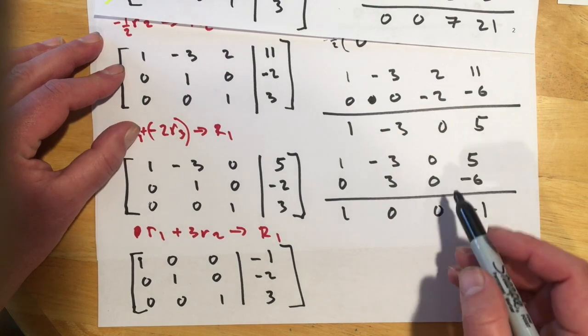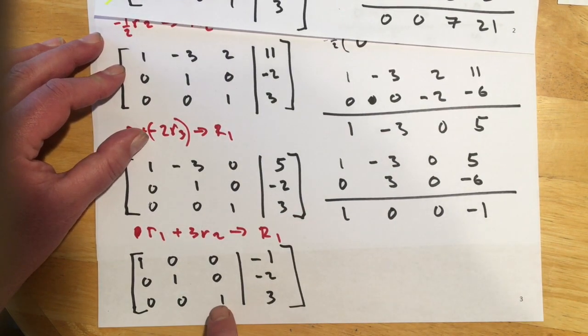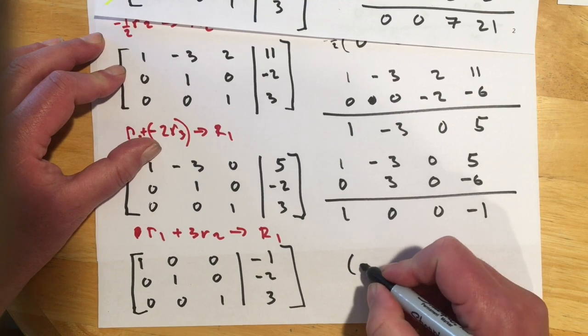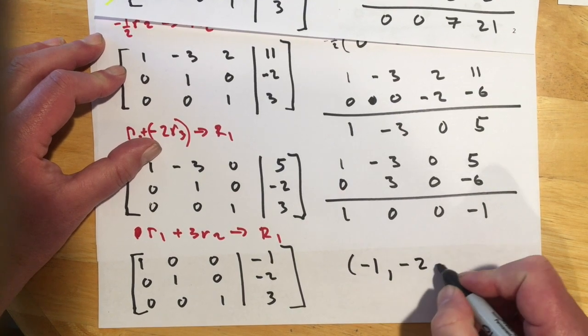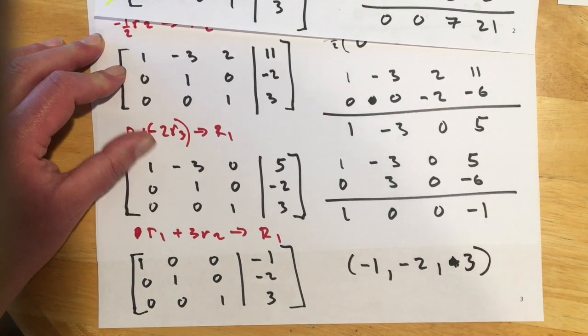Okay, so here's the final on it. I just copied over my new row 1. So this just means z equals 3, y equals -2, and x equals -1. So our solution set would be -1, -2, oops, positive, sorry, ignore that, 3.